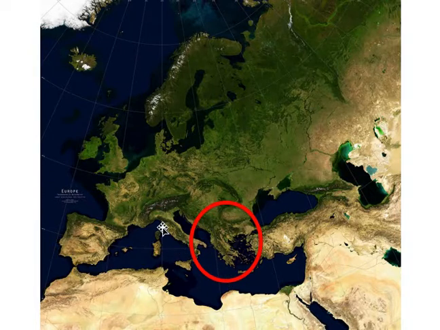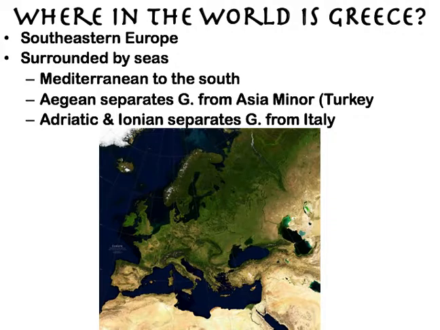Greece, like Italy, is a land that is surrounded by water. The Mediterranean Sea is to the south. In fact, really the Mediterranean Sea is surrounding the entire country of Greece. As we discussed with Italy, the Mediterranean is so big that it has smaller seas within it, but they're really all part of the Mediterranean Sea. It's almost like a region of the Mediterranean.